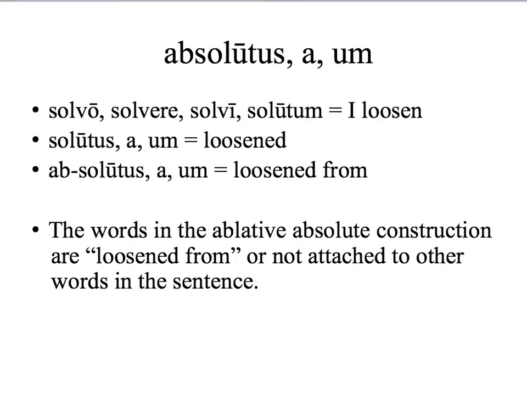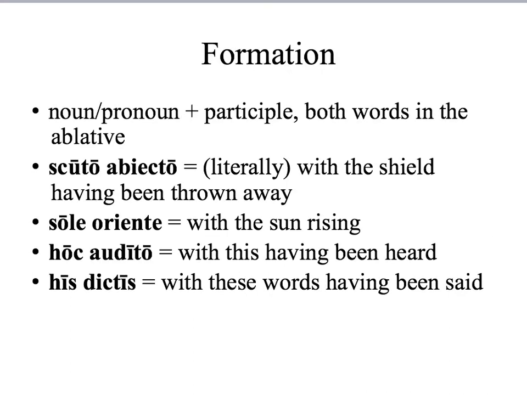Ablative absolute is a great thing to say, but what does the word absolute actually mean? It's a participle. The word absolute comes from a perfect passive participle, absolutus, which in turn comes from the verb solvo, solvere, solvi, solutum, which means I loosen. Solutus, a, um: loosened, or having been loosened. Absolutus, a, um: having been loosened from. So words in the ablative absolute construction are loosened from the rest of the sentence. They're not in any way tied to or attached to any other words.